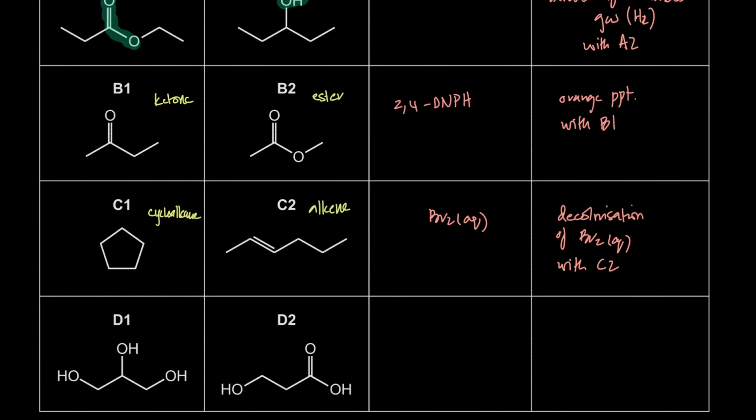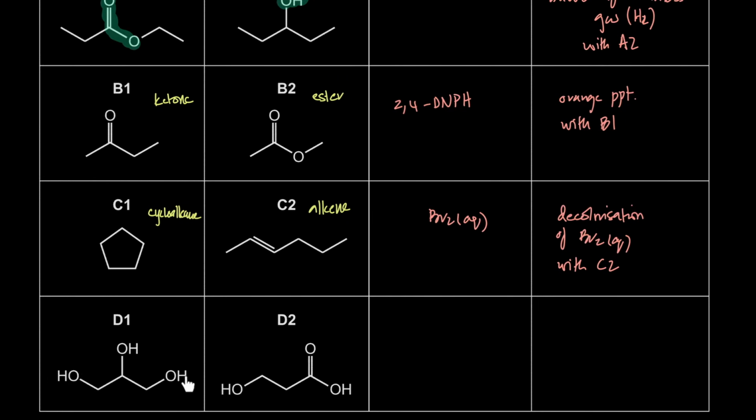And then lastly, how do we distinguish between compounds D1 and D2? In D1, we have 3 OH groups. They're alcohols: 2 primary alcohol groups and a secondary alcohol group. And in D2, we have a primary alcohol and a carboxylic acid group, a carboxyl group. Over here, we can't use something like sodium because it will react with all the OH groups. And plus, we can't really repeat the same tests.